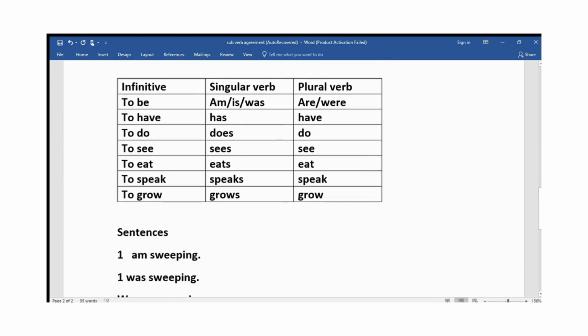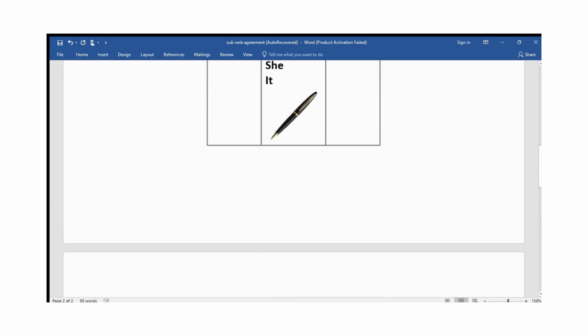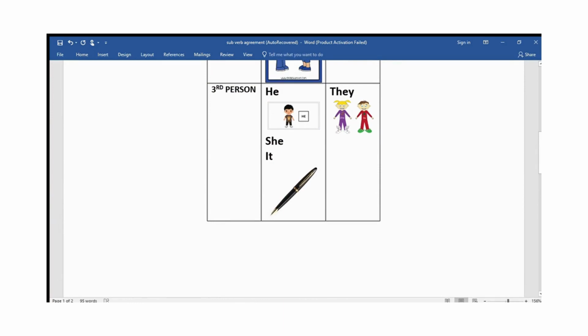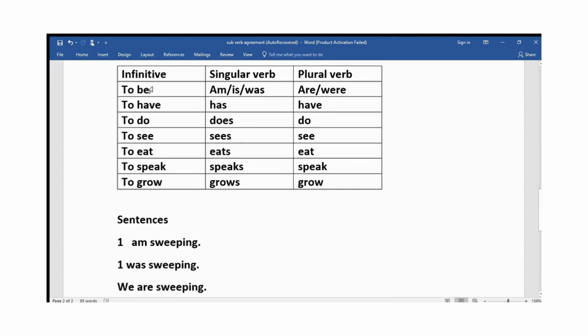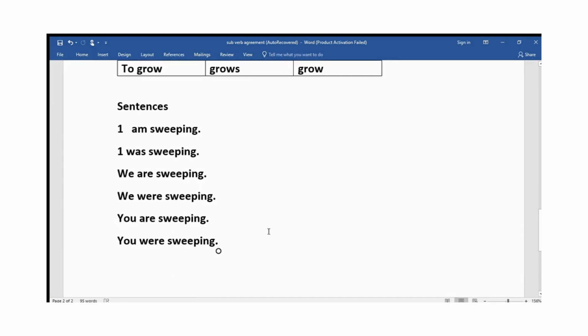Now, let me use the third person. First, the third person singular, which can be he, she, or it. Let me use he. So if I'm using he, what will the verb to be become? The verb to be will become is in order to agree with the subject he. He is sweeping for the singular present tense. Now the singular past tense will be he was sweeping.